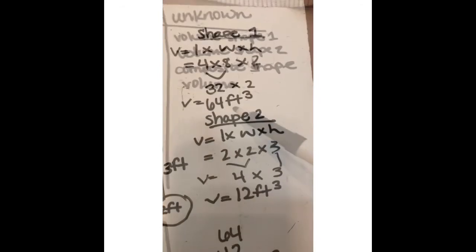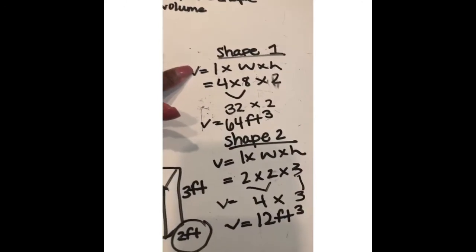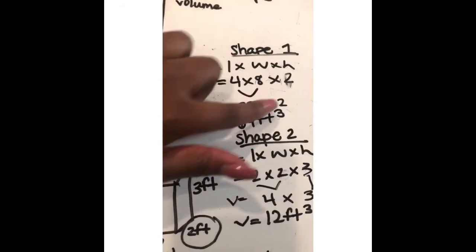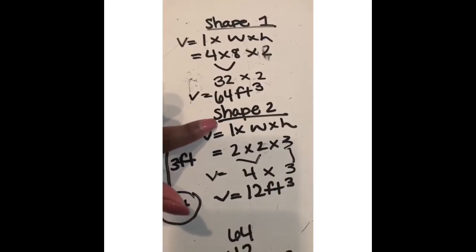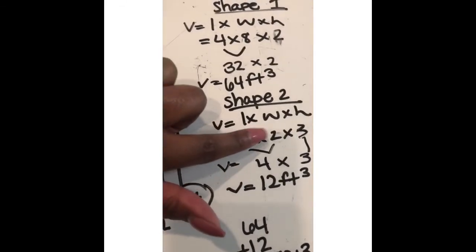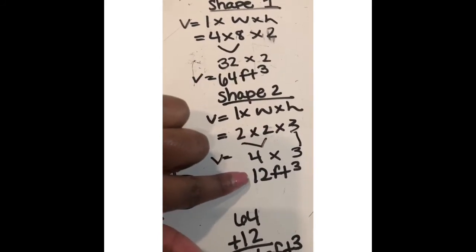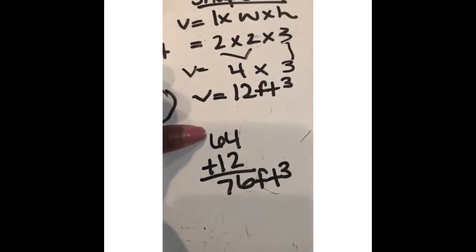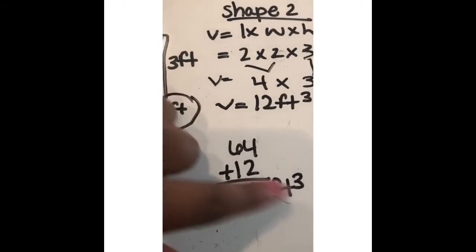Pause the video. Now what you should have got is this. So we know that volume equals length times width times height. 4 times 8 equals 32 times 2 equals 64. Shape 2, volume equals length times width times height. 2 times 2 times 3. 2 times 2 is 4 times 3 is 12 feet cubed, or cubic feet. So we add 64 and 12 and we get 76 cubic feet.